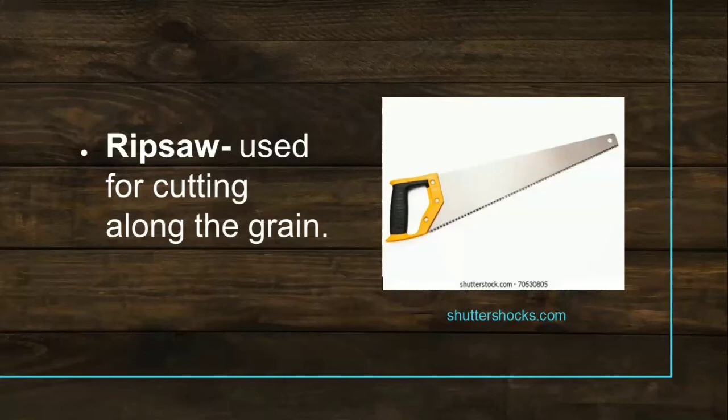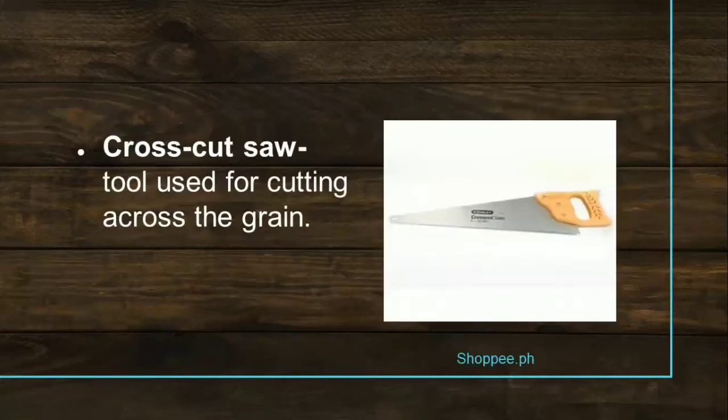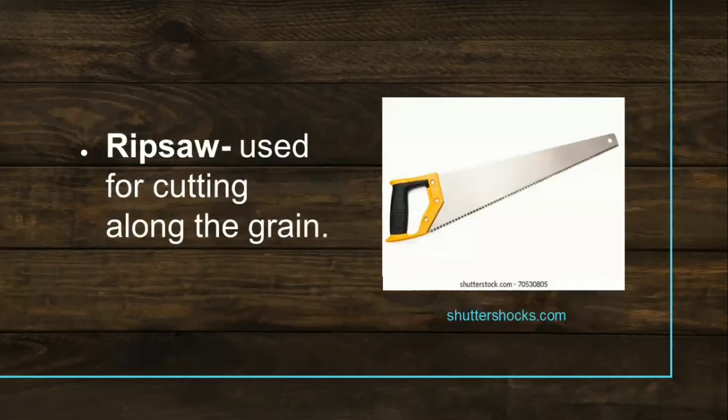Nakuha na, ma'am. Okay, so again. So crosscut saw, ano gani ang iya nga pag-utod? Is it across? Across. Okay, again, across. Then the rip saw is along.